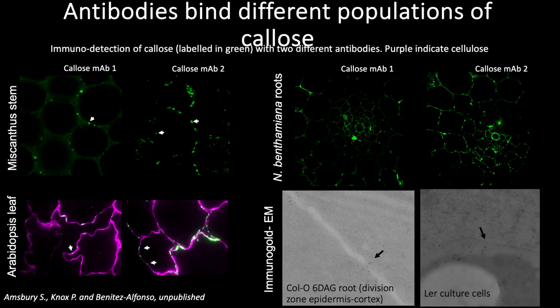So this is not only seen in tomato pit fields. Also, callose accumulates at cell wall microdomains in miscanthus, in Arabidopsis leaf and in tobacco roots. So it's very widely known that callose is actually associated with the Plasmodesmata channel.